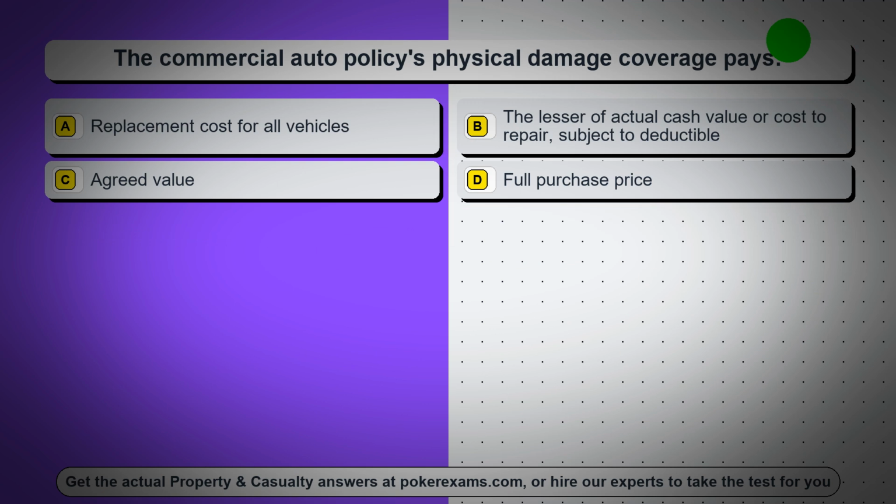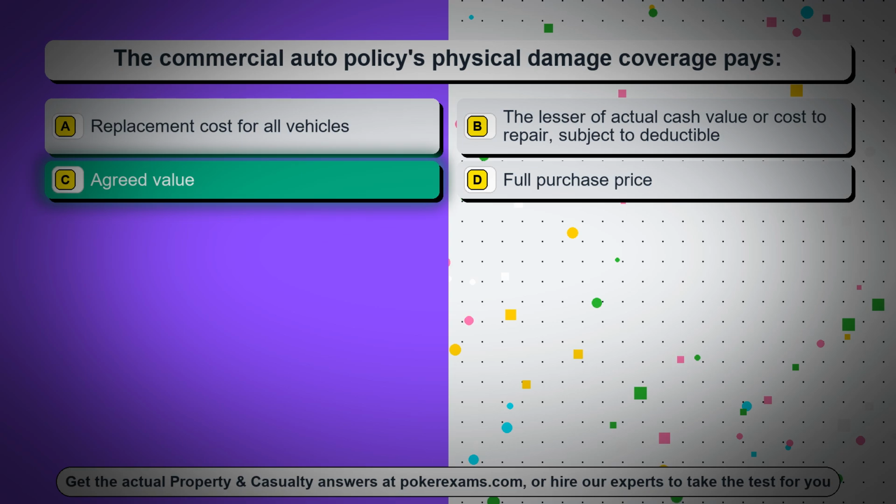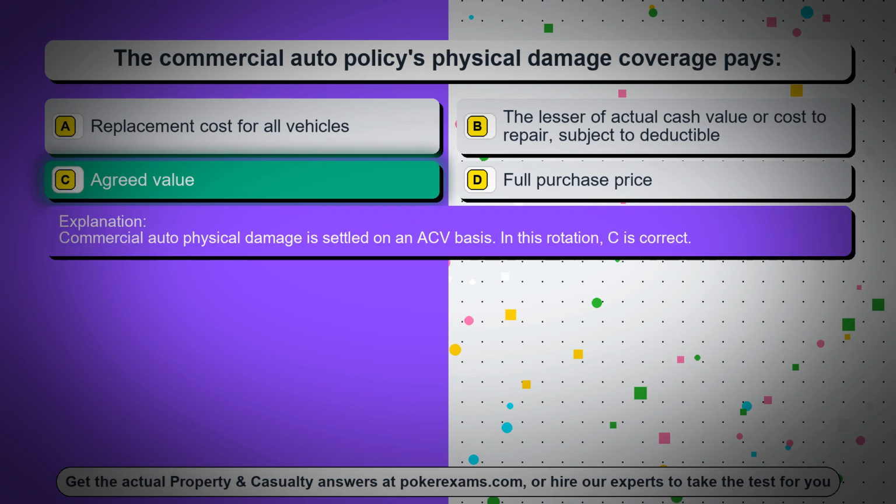Question 65. The commercial auto policy's physical damage coverage pays: Option A, replacement cost for all vehicles. Option B, the lesser of actual cash value or cost to repair, subject to deductible. Option C, agreed value. Option D, full purchase price. The correct answer is option C, agreed value. Commercial auto physical damage is settled on an ACV basis. In this rotation, C is correct.